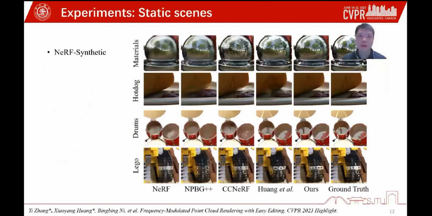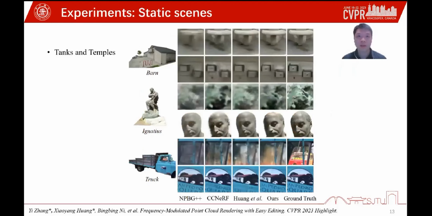Here, we compare the image details of different methods. Our method achieves notable fidelity in most regions, whether they have a strong or weak texture, such as the metal bore and the translucent drum. And this is our result on Tanks and Temples. Our method preserves high-fidelity detail compared to other methods.